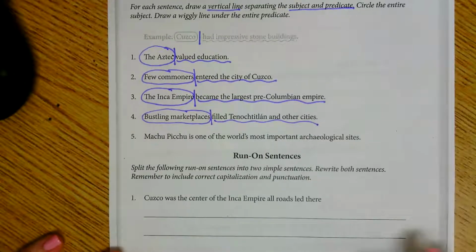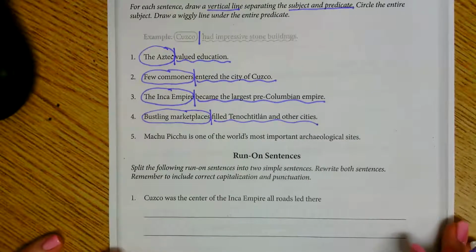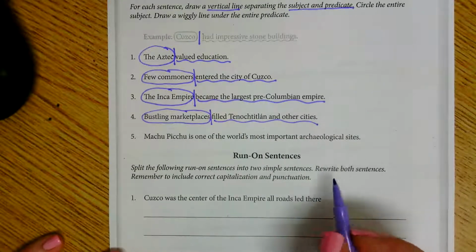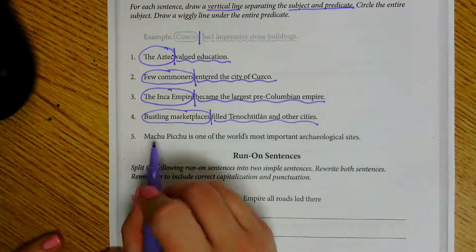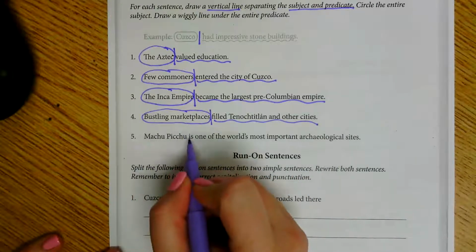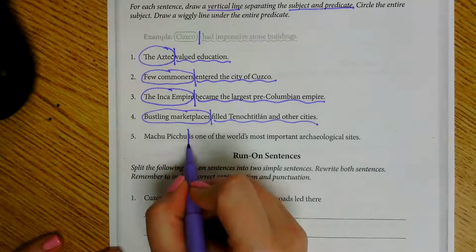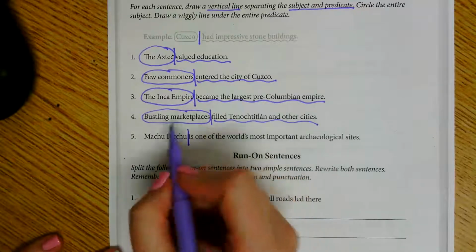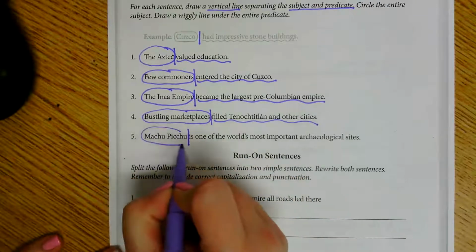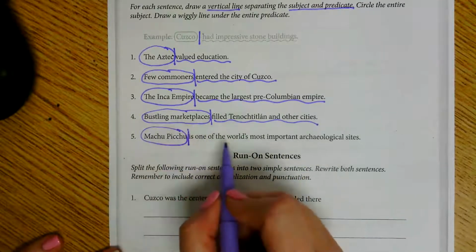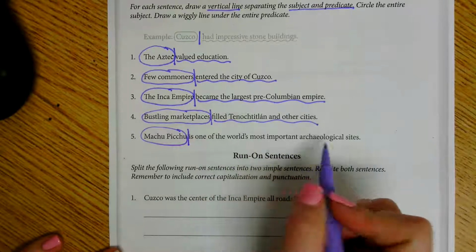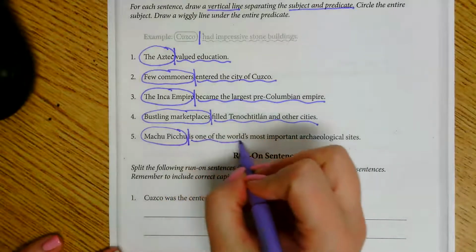And number 5, Machu Picchu is one of the world's most important archaeological sites. Okay, so I know that Machu Picchu is what my sentence is about. So I'm going to go ahead and draw the vertical line after it, circle the subject. That means is one of the world's most important archaeological sites would be my entire predicate.